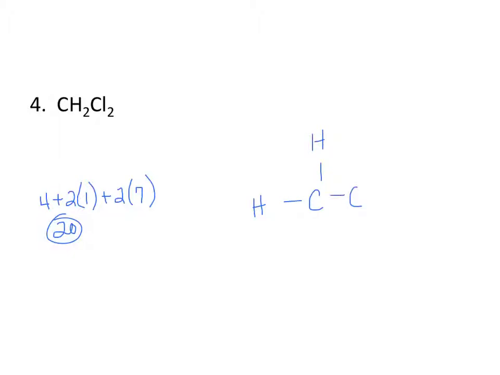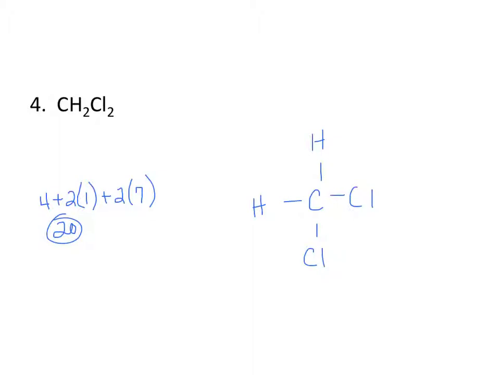Alright, CH2Cl2. So 1 carbon, 4 valence. 2 hydrogen would be 2 times 1 valence, plus 2 chlorine times 7 valence. So added that up, that would be 20 electrons that I'm dealing with for this one. So I'm going to start by connecting them. Typically carbon is going to be your central atom. So I'm going to draw that carbon, and then I know I've got 2 hydrogen somewhere, and then I've got 2 chlorine.